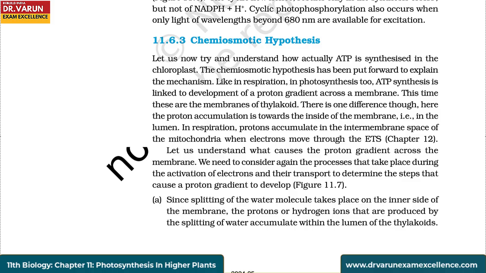There is one difference though. Here the proton accumulation is towards the inside of the membrane, that is, in the lumen. In respiration, protons accumulate in the intermembrane space of the mitochondria when electrons move through the ETS.